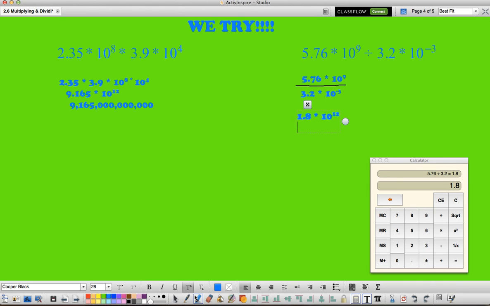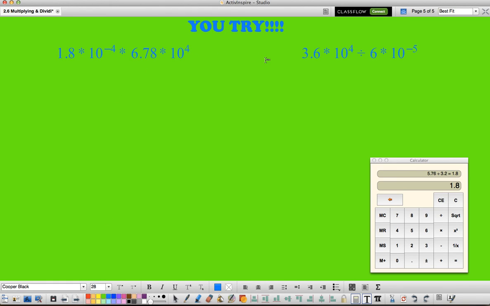And then now I move my decimal 12 places to the right, so it's 1, 8, so that's 1, 2, 3, 4, 5, 6, 7, 8, 9, 10, 11, 12. And then I put in my commas. So I get 1,800,000,000,000 as my answer. Again, all you do is follow your laws of exponents and then multiply or divide your actual decimals.